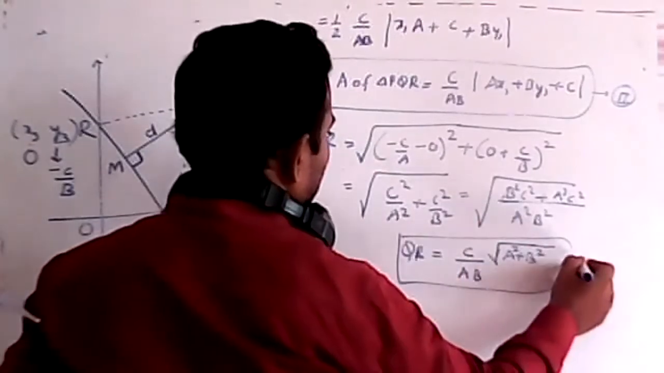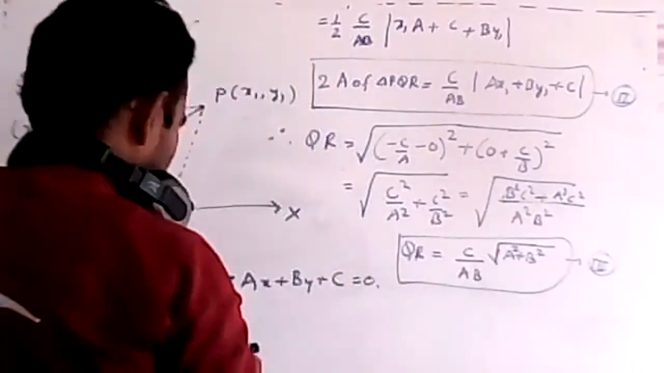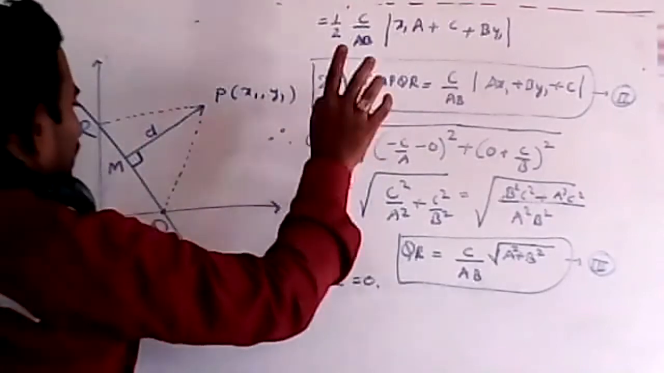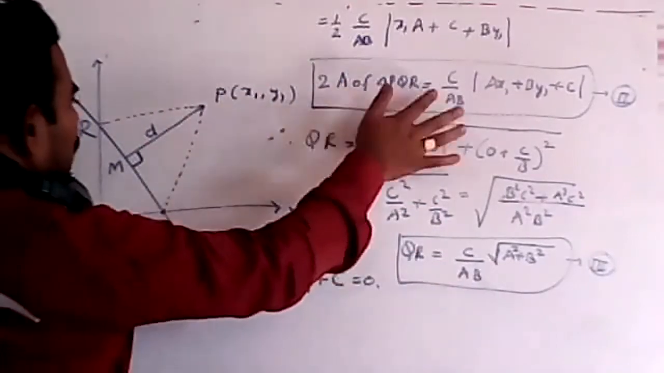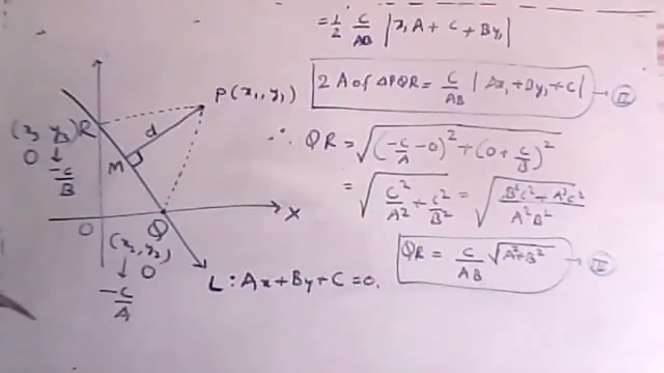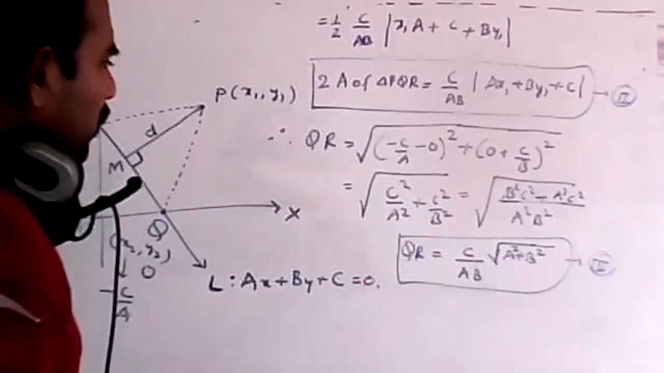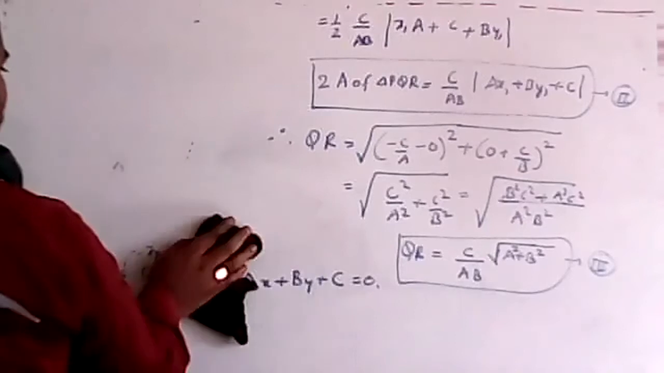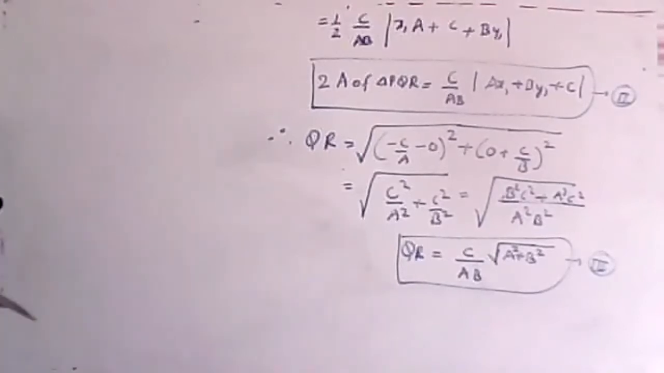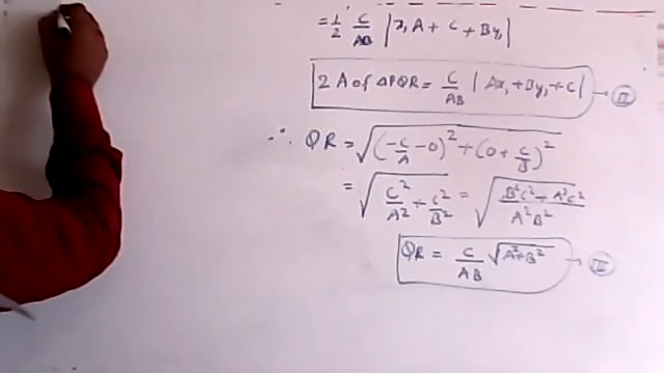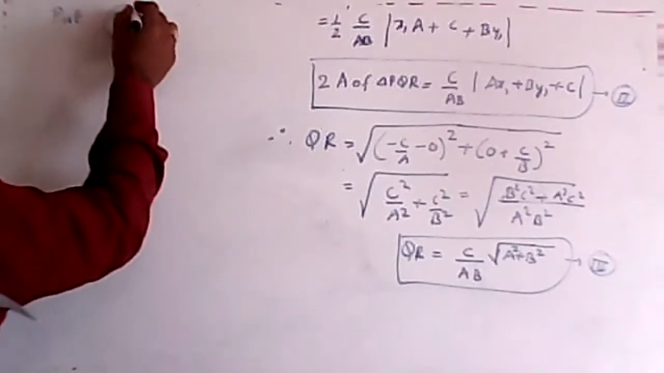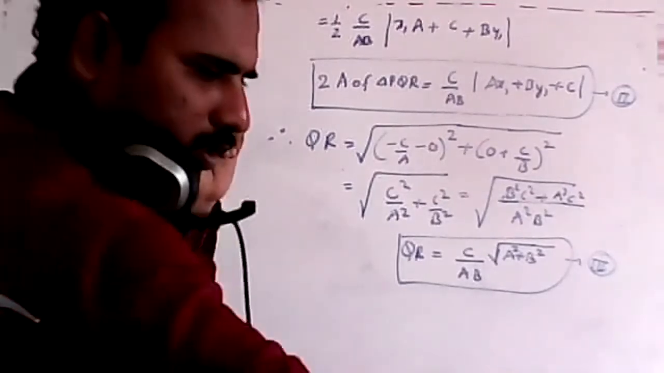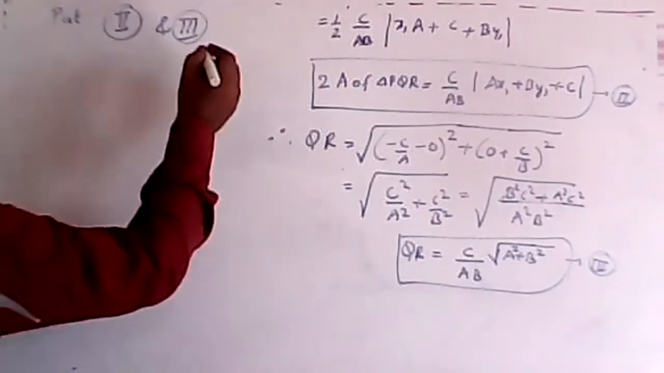Correct. Let me do this. 3. Now the first equation, that is PM is equal to 2 times the area of PQR divided by QR. Now this we got, QR we substitute in 1, the rest just simplify. Let me remove this diagram, I can rewrite here now. Put 2 and 3 in 1.